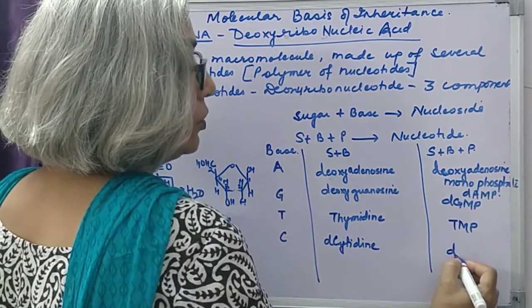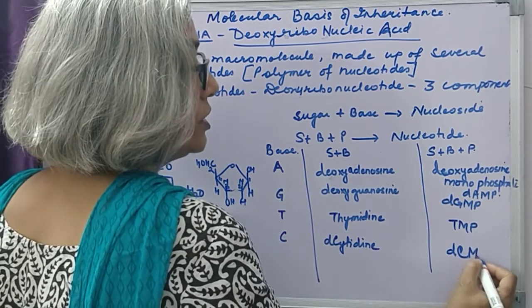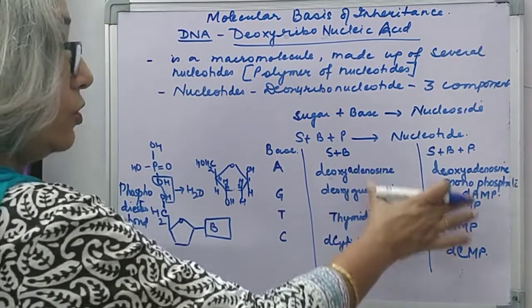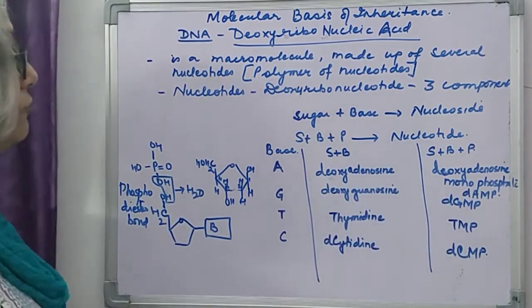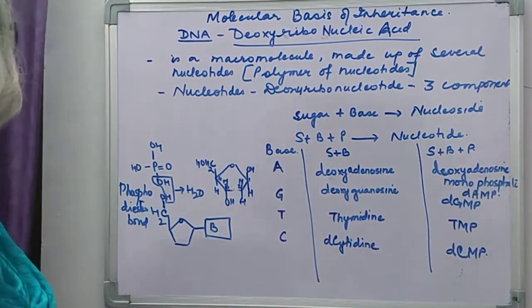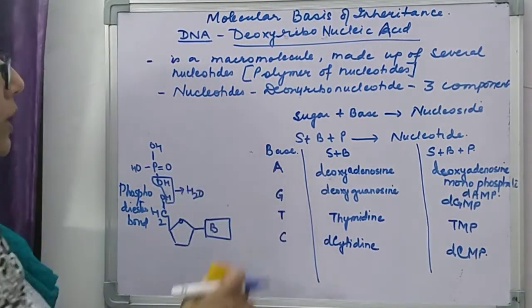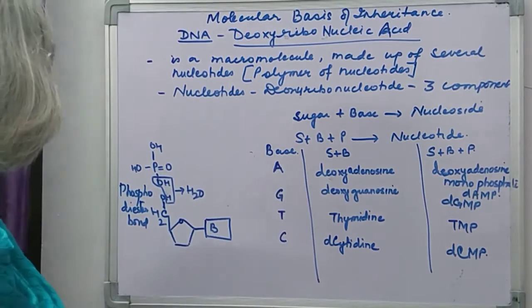And the nucleotide that is formed is deoxycytidine monophosphate. So this is how the nucleotides are formed. Now this is one nucleotide. This is the sugar. This is one nucleotide. That is sugar.